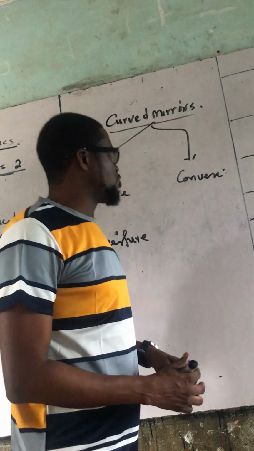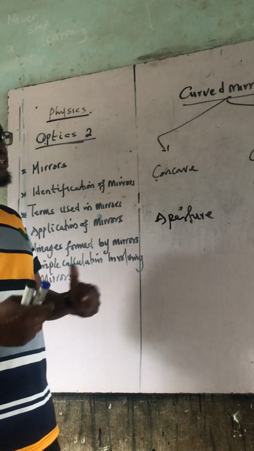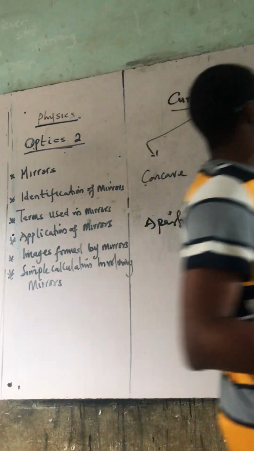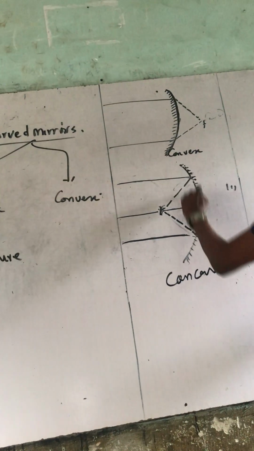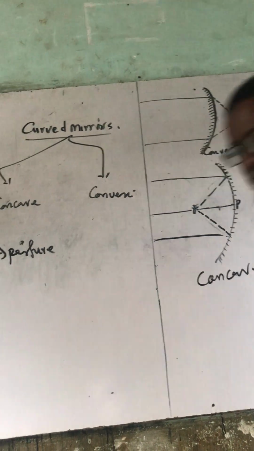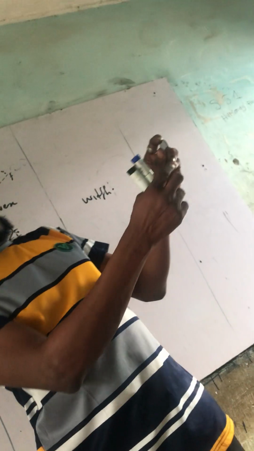So that is aperture. So for example, define the aperture of the mirror, you say this is the width of the mirror, meaning from here to here. From here down to here is called the aperture. So from here down to this place is called the aperture of the mirror.